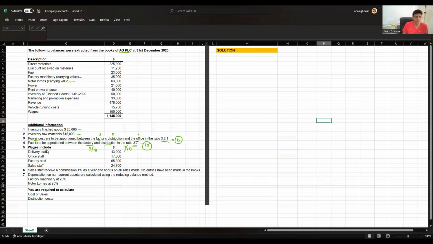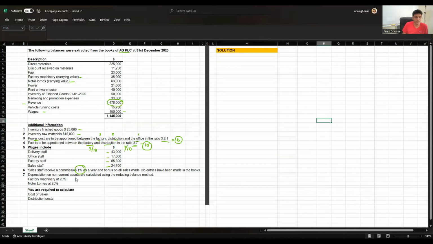And also you are given the breakdown of the wages. This 150,000 breakdown is given: delivery staff 43,000, office staff 17,000, factory staff 65,300, sales staff 24,700. Then sales staff receive a commission of 1% as a year-end bonus on sales made. No entries have been made in the books. So this 1% commission should be calculated based on the total revenue of 478.